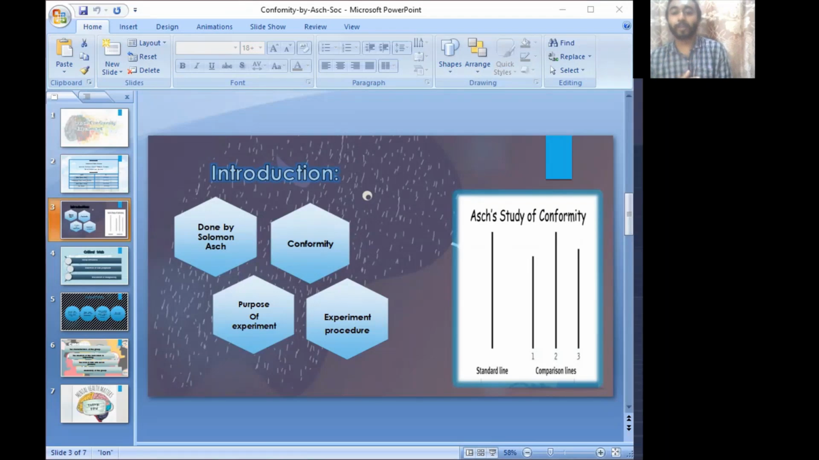In his experiment, students were told that they were participating in a vision test, and he took students from Swarthmore College in the USA. Using a line judgment test, he used a lab to study conformity. Asch put a native participant in the room with some confederates. The confederates had agreed in advance what their response would be when presented with the line test.